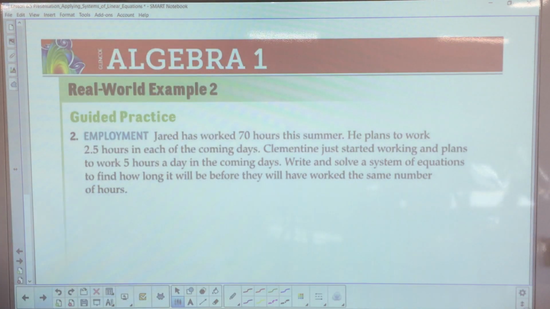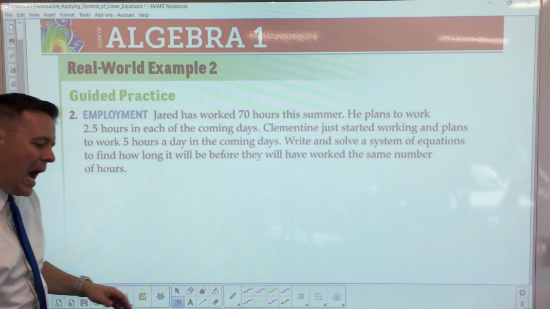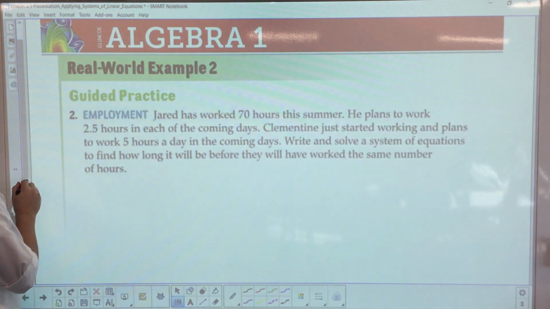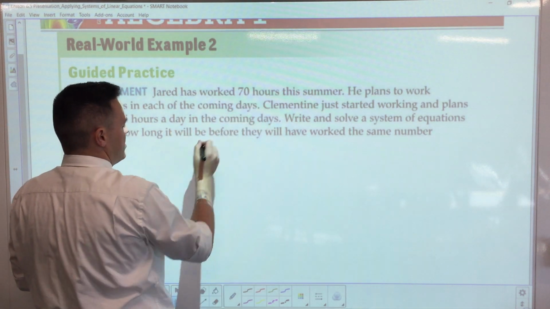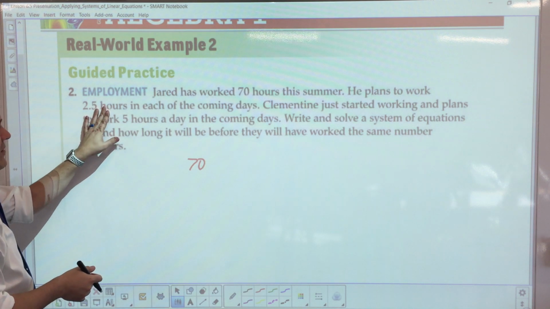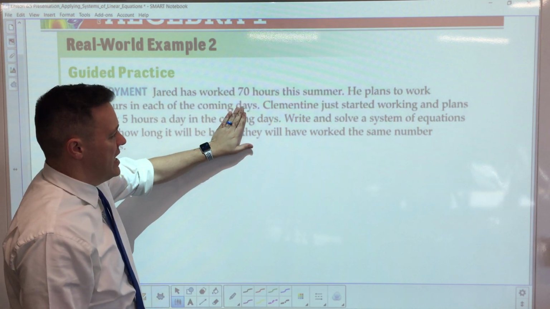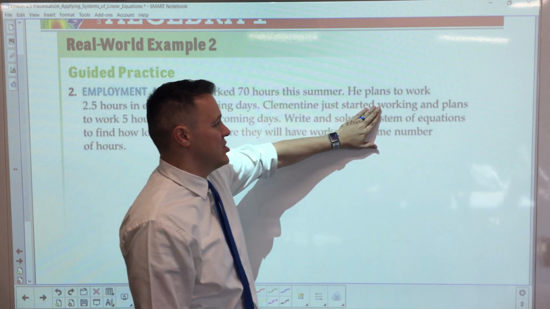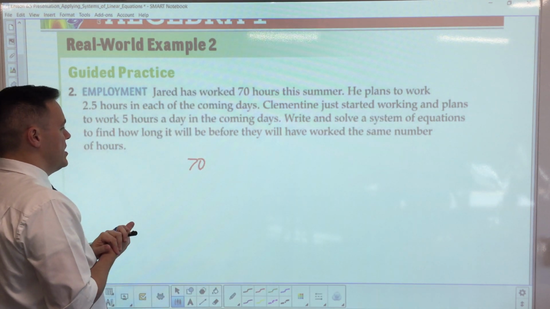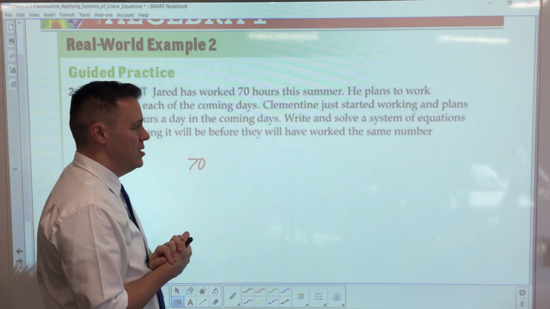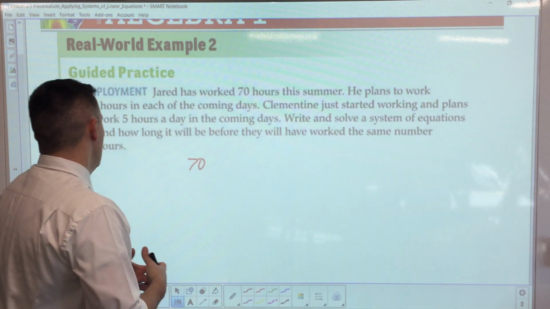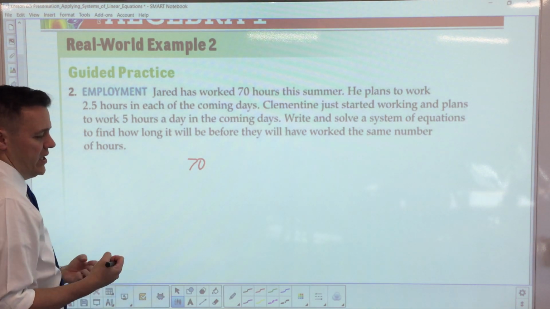All right, on these last couple ones, there's two more. I've got to make sure you guys can take the written word and write it into equations. So with Jared here, Jared works 70 hours this summer. He plans to work 2.5 hours in each of the coming days. Clementine has started working, plans to work 5 hours a day. Write and solve a system of equations to find out how long it will be before they work the same number of hours.